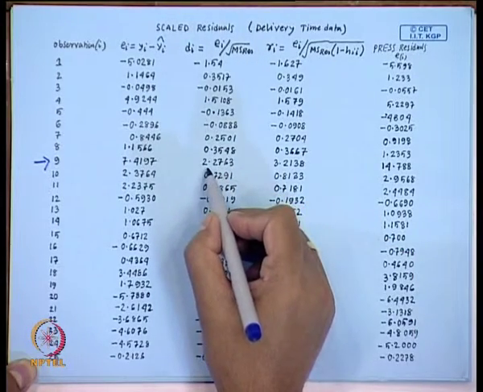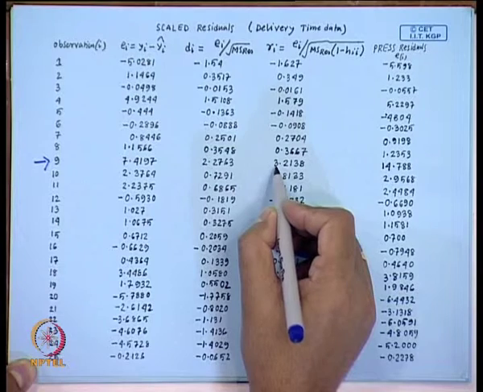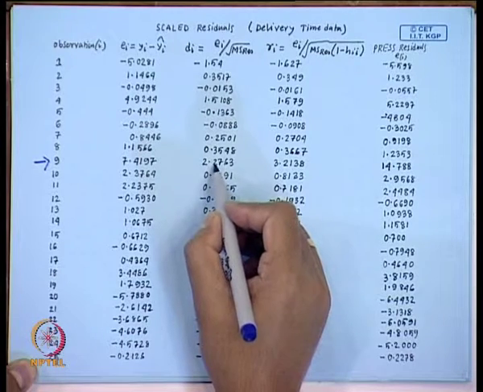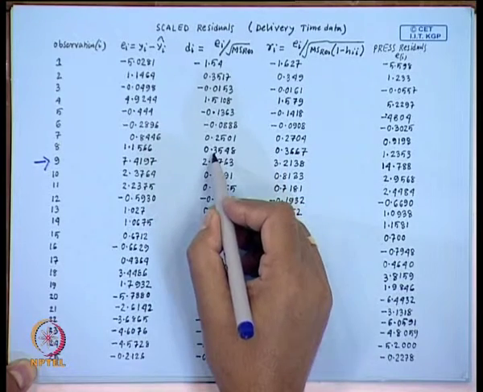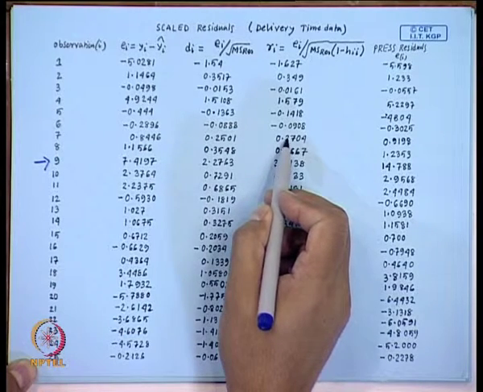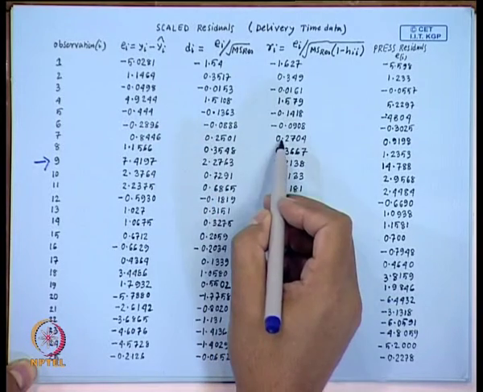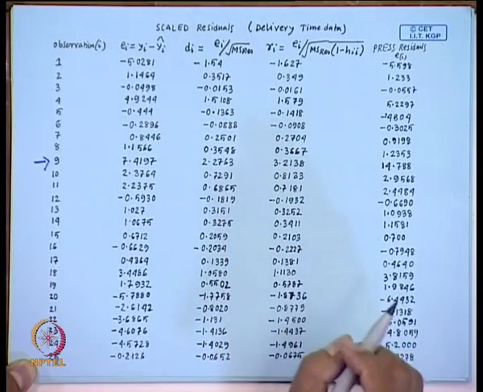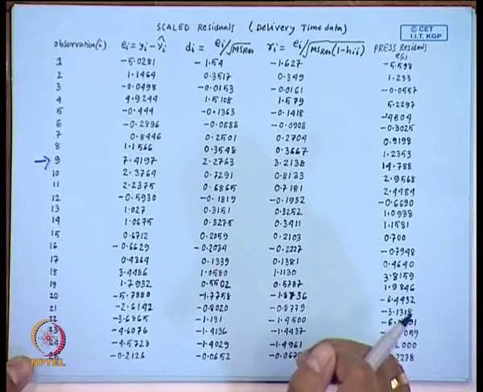What I want to comment here is that this r9 is substantially larger than d9, whereas if you compare r8 and d8, there is not much difference. Similarly, say r7 and d7, there is not much difference between the standardized residual and the studentized residual.